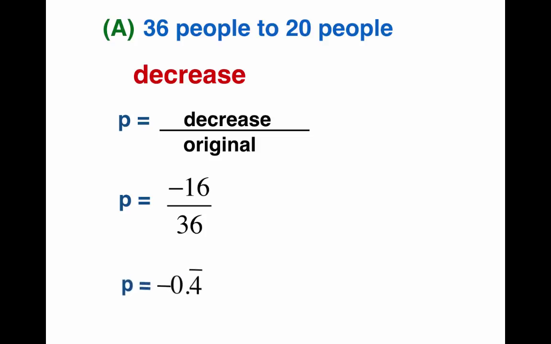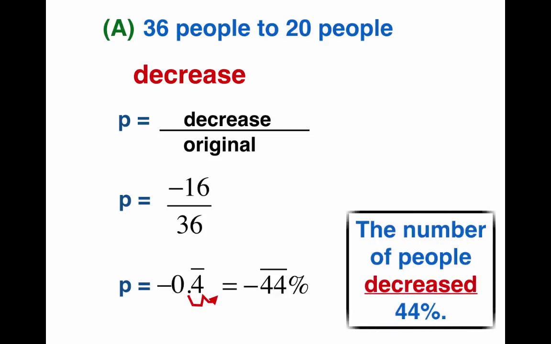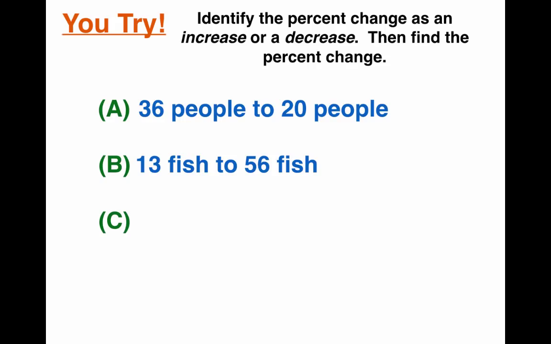And we're going to divide that in our calculator. 16 divided by 36 is 0.4 repeated. So negative 0.44444, we're going to move that decimal 2 times, and we're going to get negative 44%. 44%, that's how much there was a decrease. That's a big decrease. So the number of people decreased 44%. Wow.